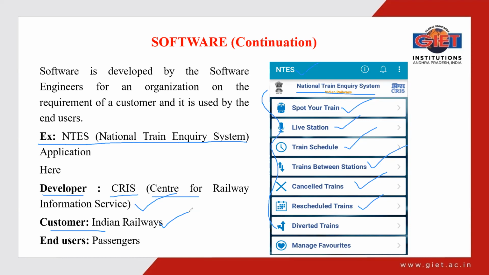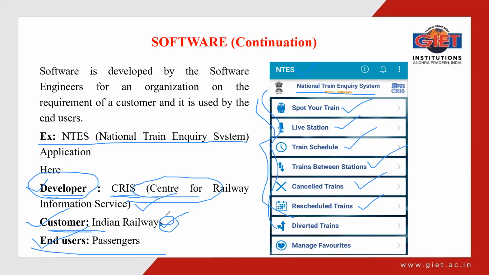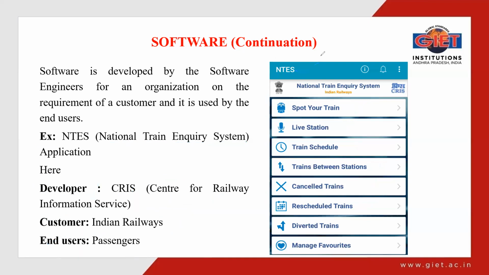So Indian Railways gave an offer to a developer to develop this type of application, which should be accessed by the end users, the passengers. With this slide, I'm going to give you a small understanding of who is a developer, who is a customer, and who is an end user. Here the developer is the Center for Railway Information Service. Here the customer is Indian Railways. On the request of Indian Railways only, CRIS has prepared an application for the National Train Enquiry System. And finally, those who are going to use it are ourselves, the end users. So this is about the software: who is a developer, who is a customer, and who is an end user.